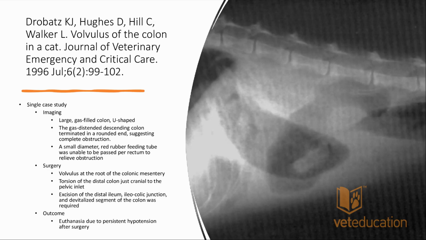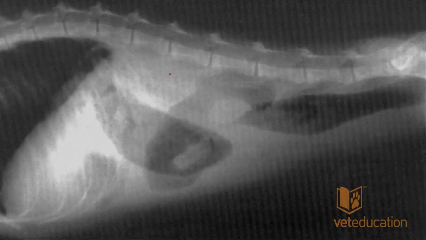The volvulus was at the root of the colonic mesentery. There was torsion of the distal colon just cranial to the pelvic inlet. They excised the distal ileum, the ileocolic junction, and the devitalized segment of the colon. The cat didn't do well. It had persistent hypotension after surgery and was euthanized. This is a radiograph that came from that case study. We see this rounded end at the distal end of the colon there.